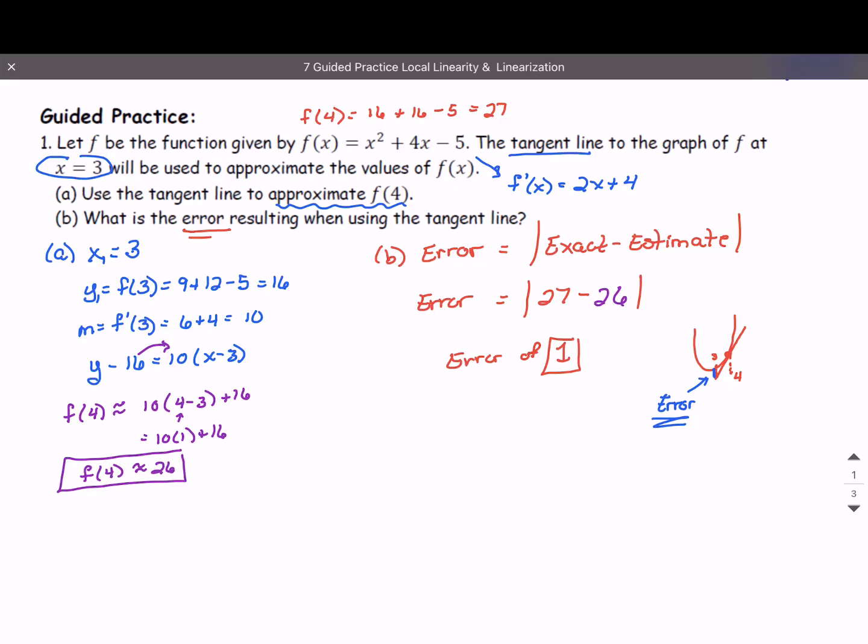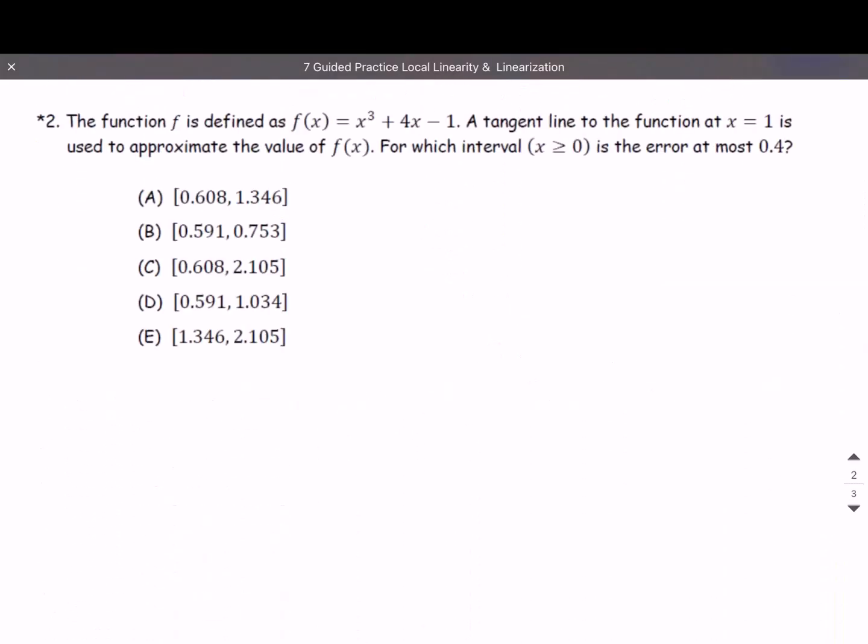Let's take a look at another one. Okay, for this problem, we have the function f defined by f of x as x cubed plus 4x minus 1. And a tangent line to the function at x equals 1 is used to approximate the value of f of x. For which interval, when x is greater than or equal to 0, is the error at most 0.4?